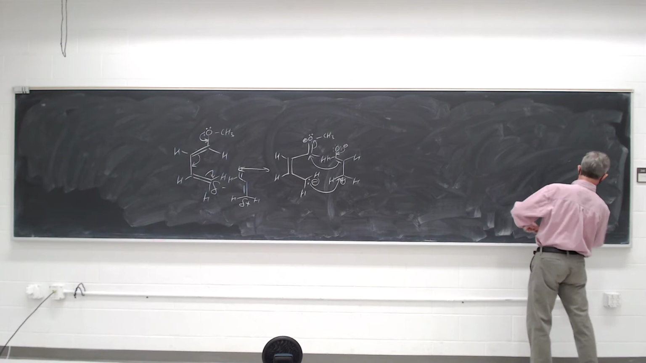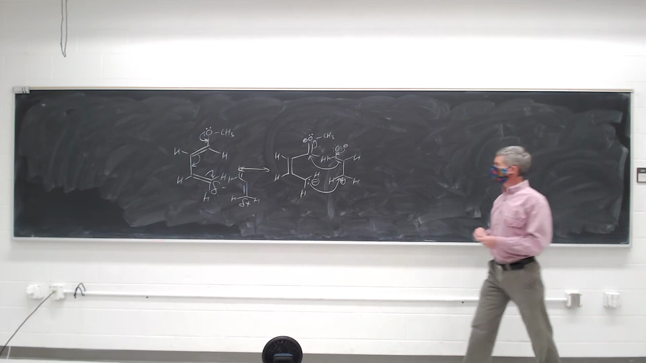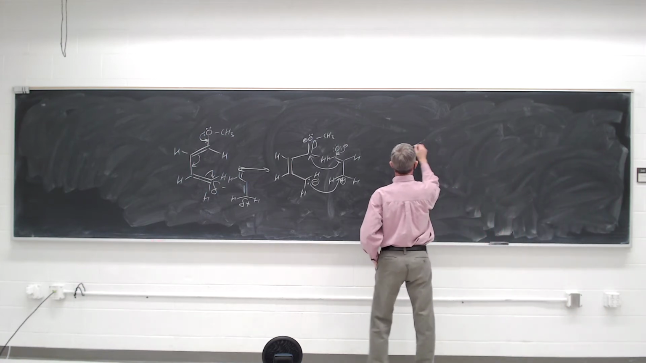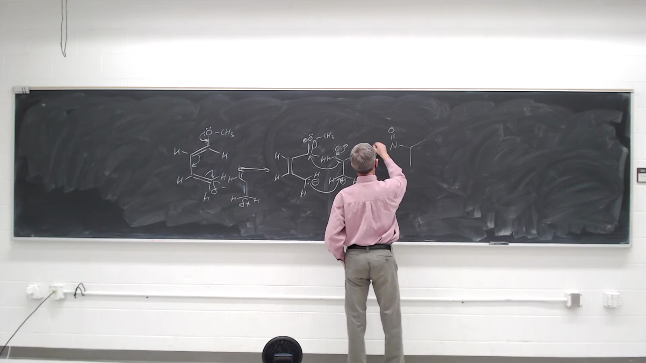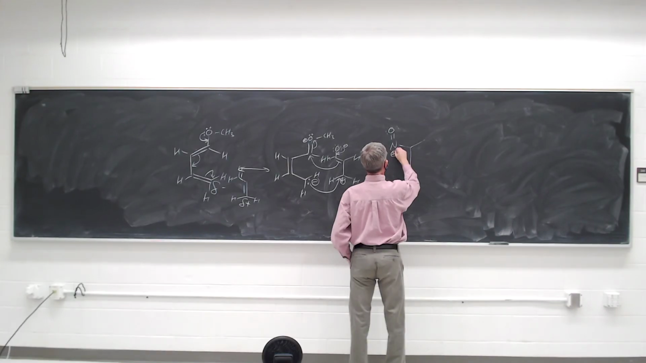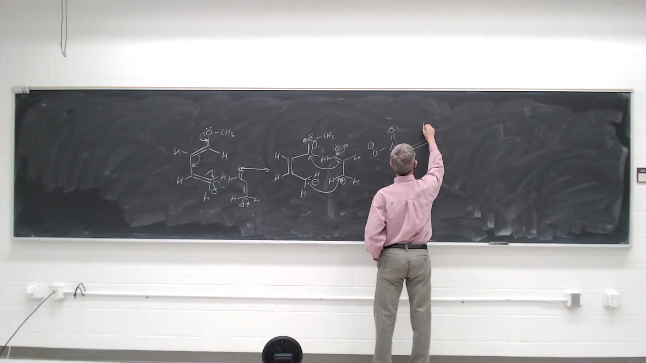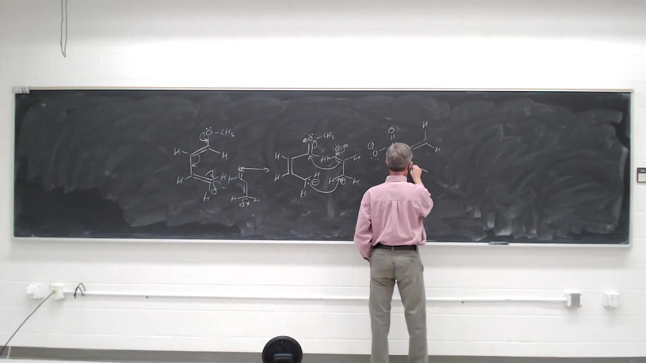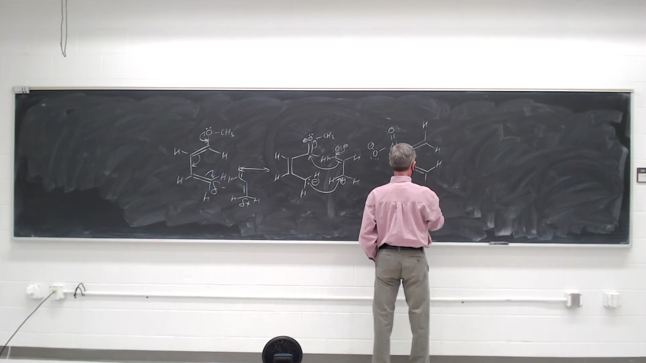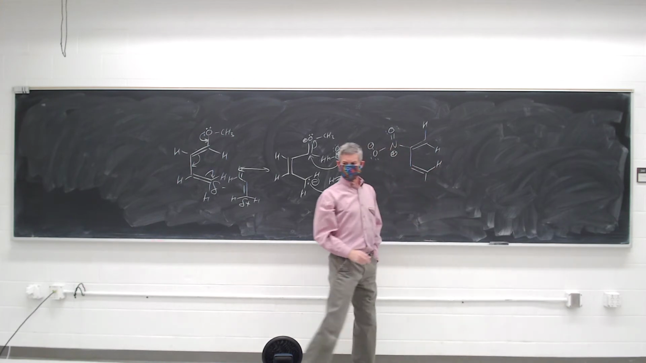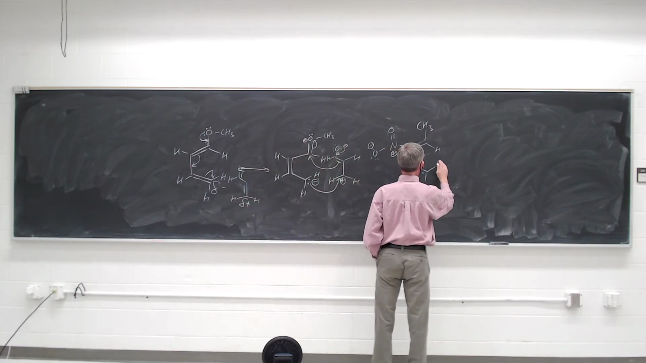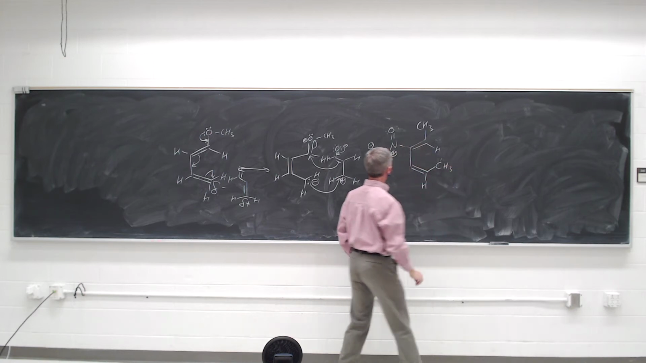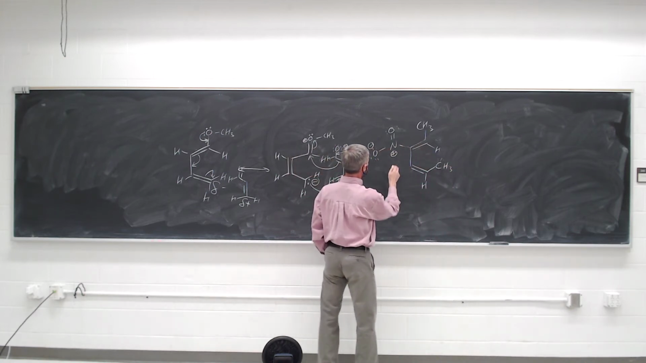The inverse electron demand Diels-Alder reaction is very similar. The inverse electron demand interaction would have something like a nitro group, something that's electron withdrawing, attached to one end. And let me put some little time here so we can describe the things. So now we've got the electron withdrawing group.